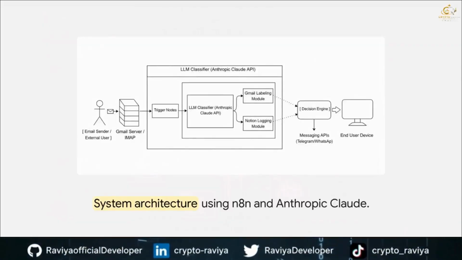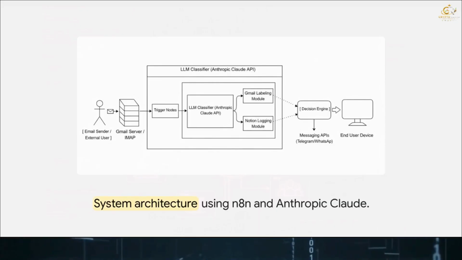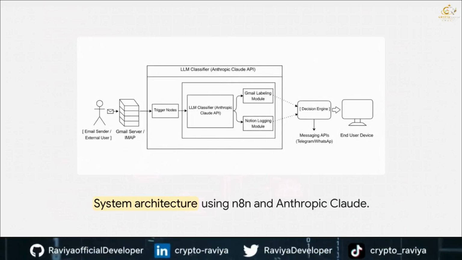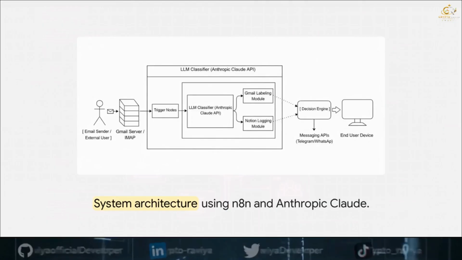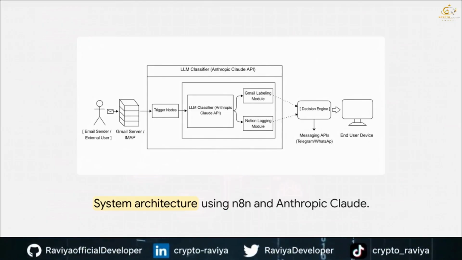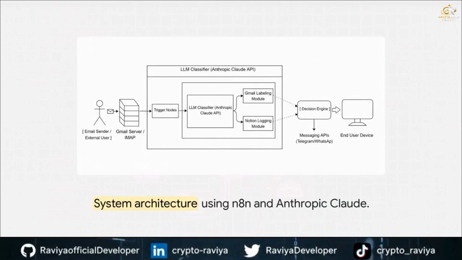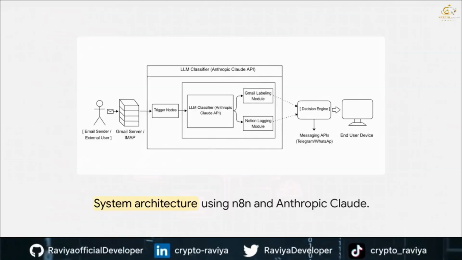And this is our end goal, a complete high-level blueprint. Think of it like this. An inbound email hits a server, which triggers an automation platform like n8n or Make.com. From there, it hits a large language model, or LLM, for classification, in this specific case, the Anthropic Claude API, before pushing out to your logging modules and messaging APIs. We are going to tear this whole thing down node by node.